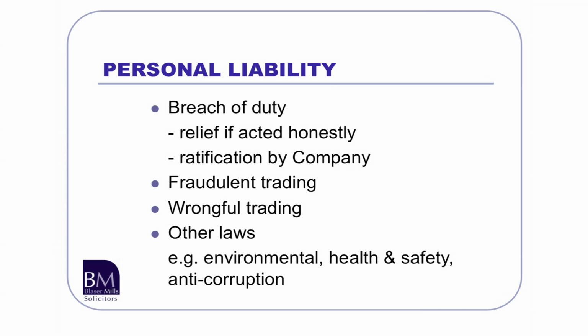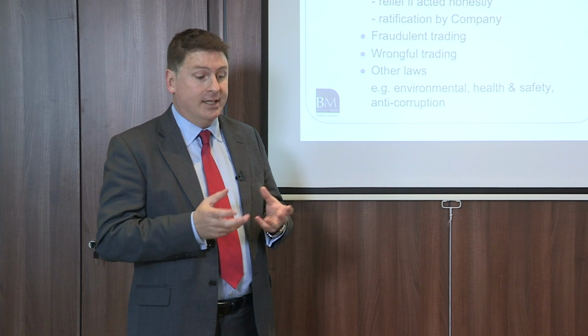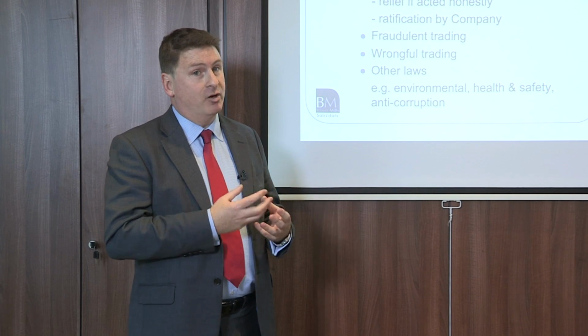So back to personal liability. A director may be personally liable if he has breached any of the duties that he owes to the company. There is some relief if he acted honestly and in certain circumstances, decisions made by the directors may be ratified by the company. Fraudulent trading and wrongful trading also attract personal liability, and we touched on that a little earlier. And there are various other laws, including environmental, health and safety and anti-corruption laws, which also carry with them the possibility of the director being personally liable, as well as in some instances of them also being a criminal offence.